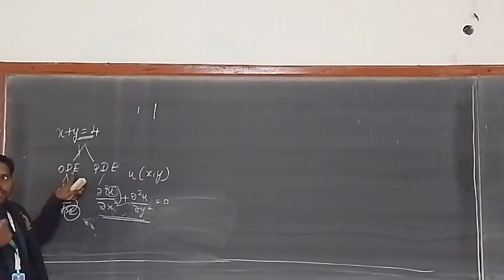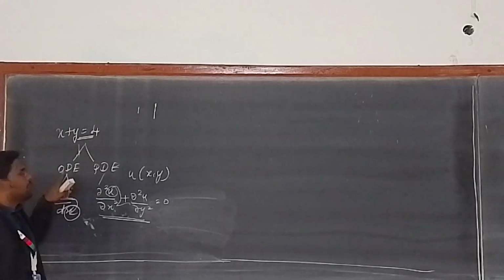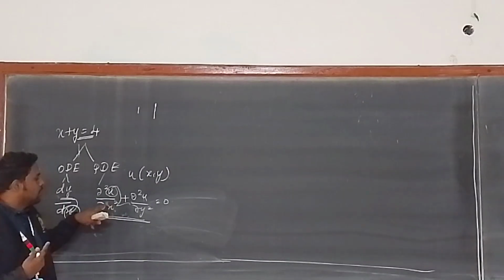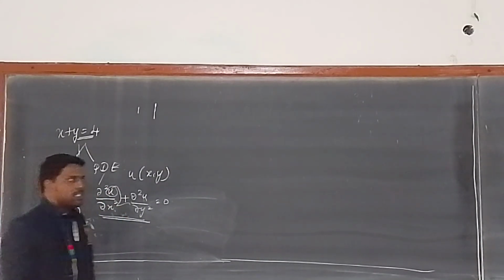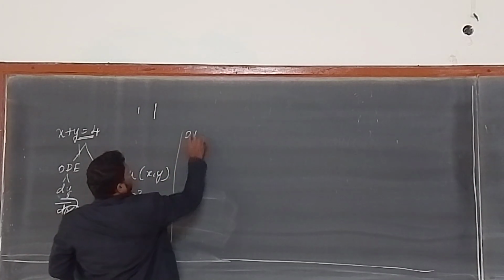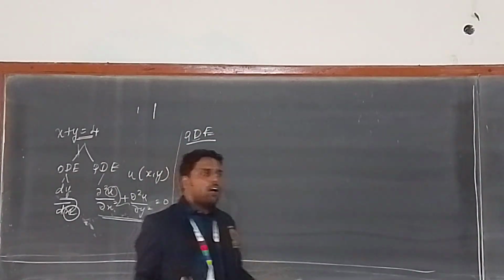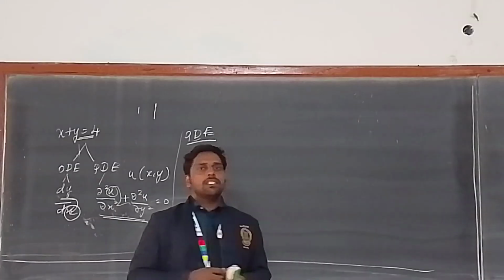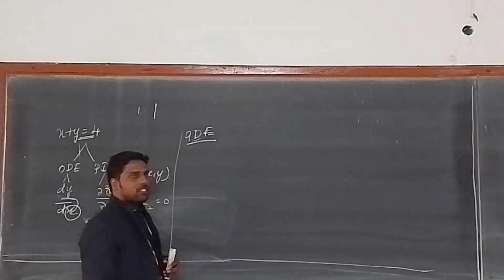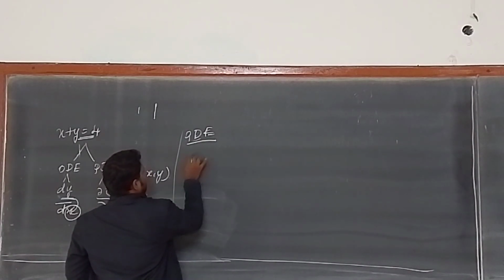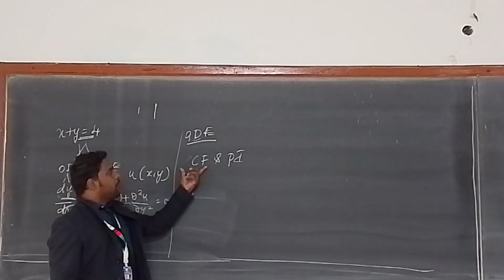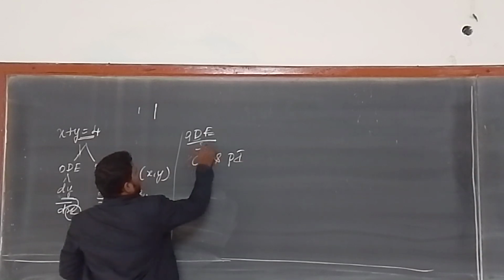So only one independent variable is called an ordinary differential equation, while a function depending on both x and y is called a partial differential equation. In partial differential equations, many types of solutions are possible. Here we have to find the linear homogeneous solution, using the complementary function and the particular integral for second order differential equations.